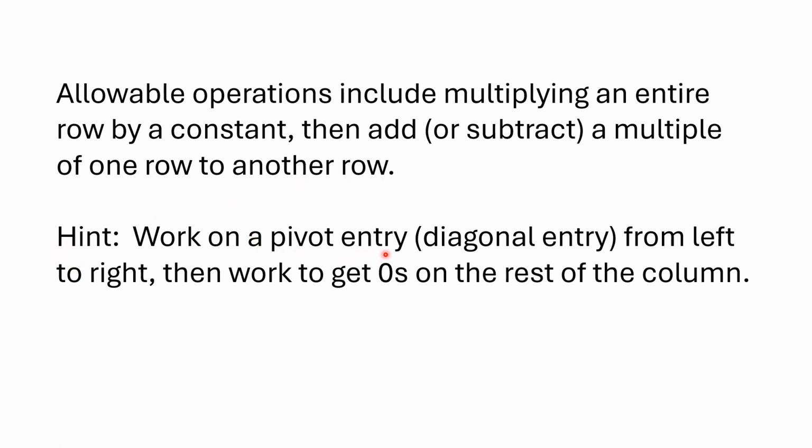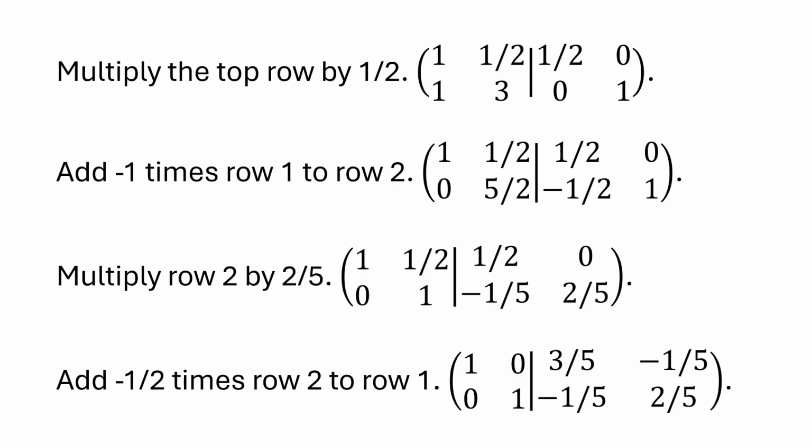Work on a pivot point entry on a diagonal from left to right, and then work to get zeros in the rest of the column. The problem is if you don't follow that order, you may end up messing up things that look finished. So in trying to get a 1 here, that's one thing. Trying to get a 0 here and messing up the 1 is another. With 2 by 2s, it's not too bad. With 3 by 3s, working from too far down would be a problem.